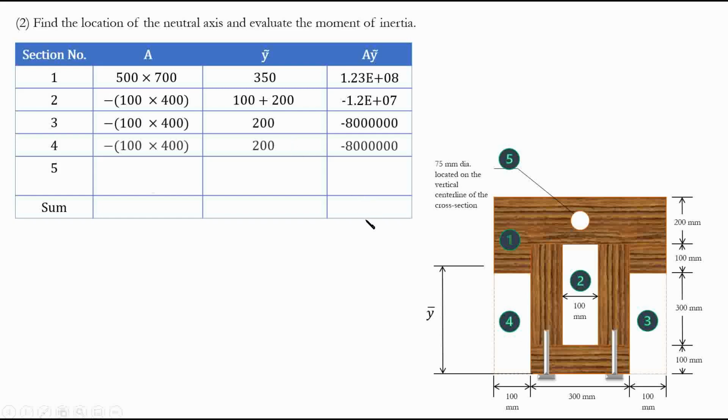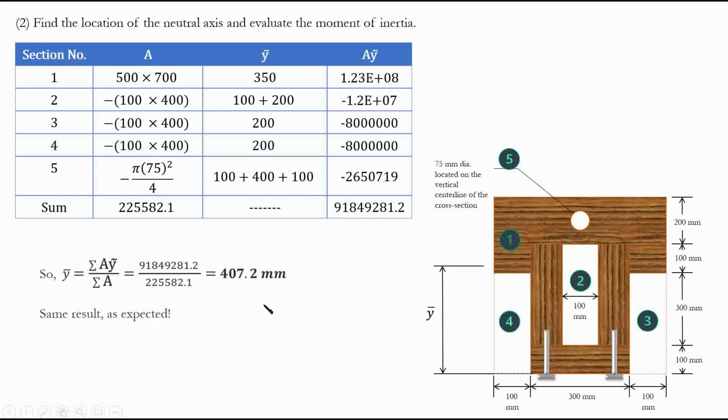Sections 3 and 4 have very similar ideas. And section 5 is the circle, the area again. It's the same, we know it, and y tilde is just going to be the same as we had it before. And again, you sum up this column, sum up this column. The answer will be the same, of course.